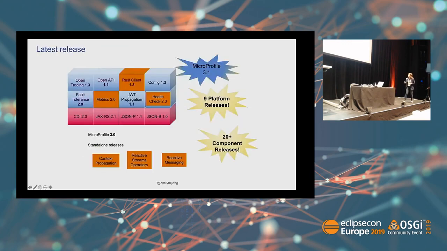This is the latest release. We have 4 Java EE components: CDI, JAX-RS, JSON-B, and JSON-P. And these are the new specifications from MicroProfile. We have 9 platform releases, called the umbrella release. And we have standalone releases that are not part of this umbrella release: context propagation, reactive stream operators, and reactive messaging. They are not part of the platform release bucket as yet, but we are discussing when to add them in or create separate buckets.